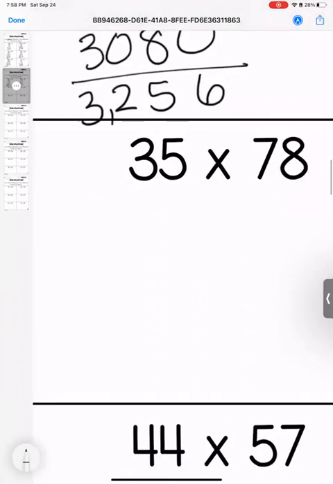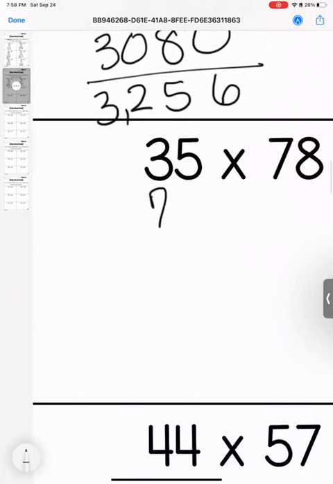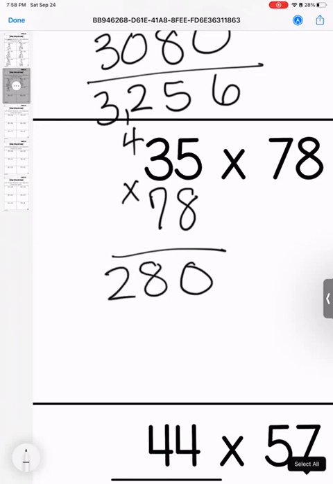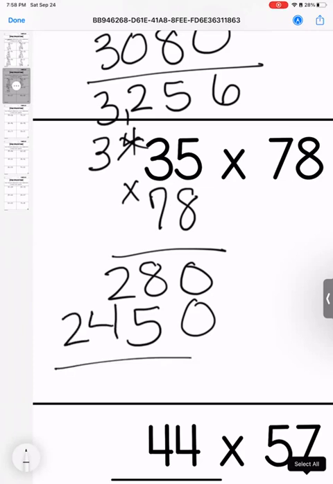35 times 78. Stack them. Here we go. 8 times 5 is 40. 3 times 8 is 24. Add 4 is 28. Place saving 0 and we slide to the tens. 7 times 5 is 35. 7 times 3 is 21. Add 3 is 24. We stack. We add 0. 8 and 5 is 13. 4 and 2 is 6. Add 1 is 7. 2.